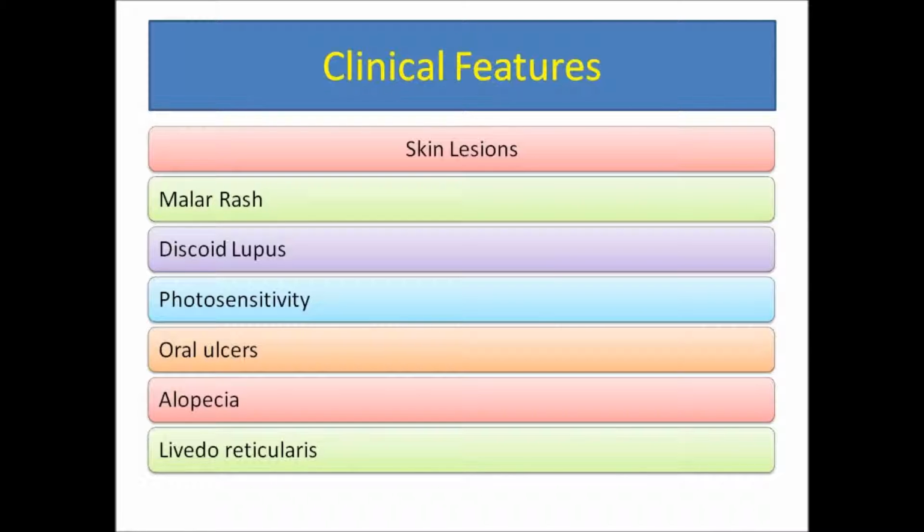And there's also livedo reticularis. Livedo reticularis is actually a lace-like rash, which is characterized by areas of purple discoloration surrounding pale areas. This is seen in many conditions, and it may be seen in SLE.